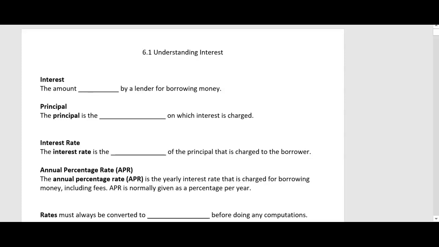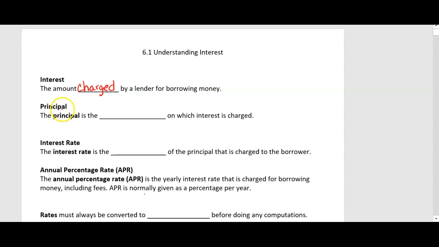So, interest is any amount that is charged to you from the lender, so whoever lends you the money, whether that's a friend or a bank or a car dealership, to you. So, it's the amount charged by a lender for borrowing their money.